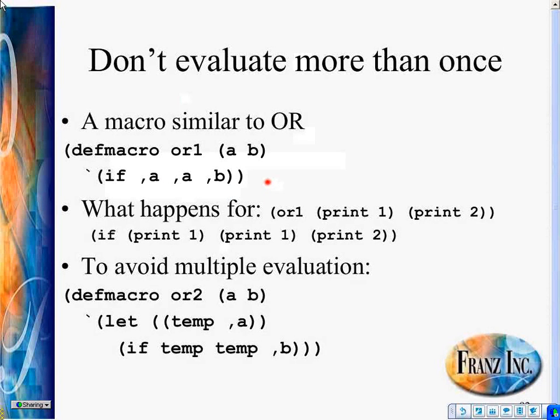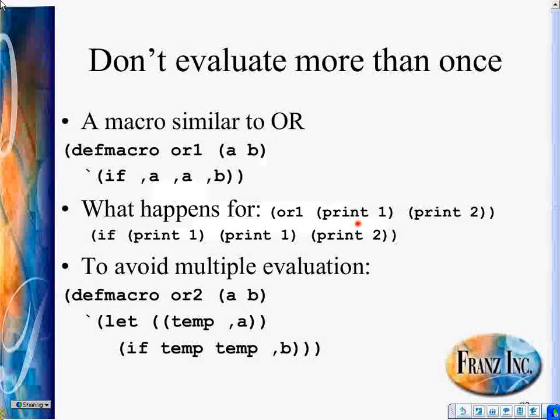Now, this fulfills half of the contract of OR, in that it evaluates the first argument and it doesn't evaluate the second argument unless the first argument returns nil. Remember, the OR promises to stop evaluation when it gets a non-nil value. But it violates the second piece of the contract because the first argument is evaluated twice. So, well, I hear you say, who cares? You evaluate it twice. Well, suppose that there is some side effect to the evaluation of the first argument.